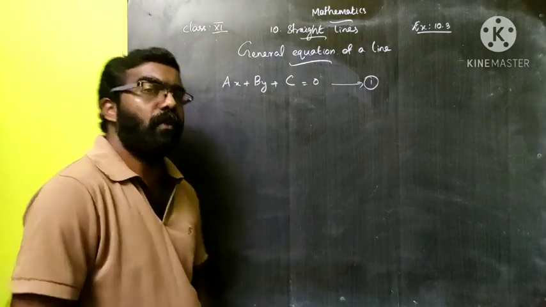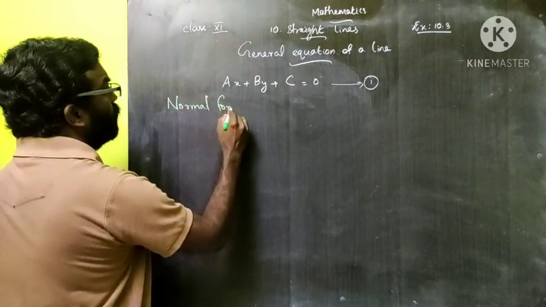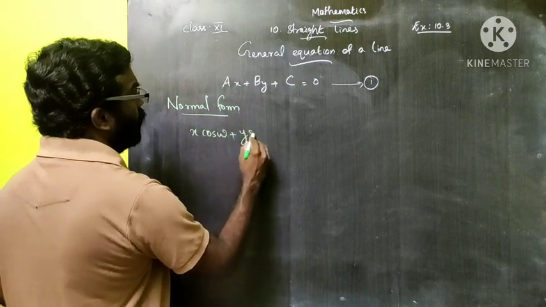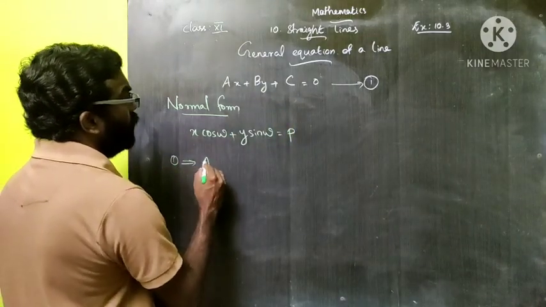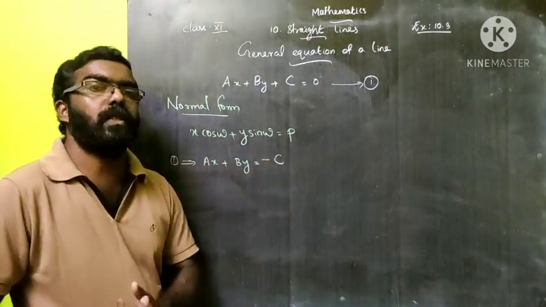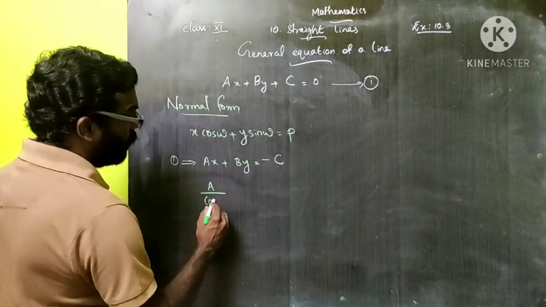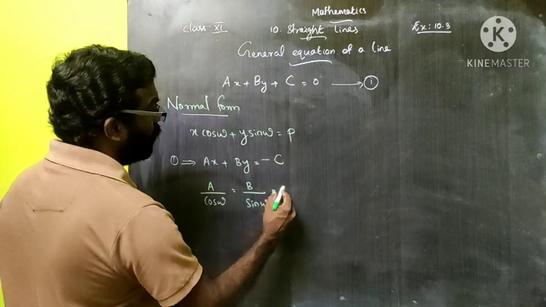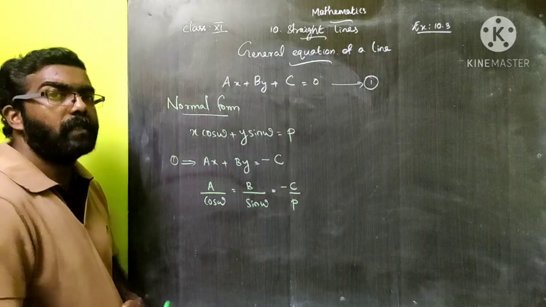Now the next one is normal form. We know the normal form is x cos omega plus y sin omega is equal to p. From equation 1 we can write ax plus by is equal to minus c. Here both the equations are same, and therefore we can write A by cos omega is equal to B by sin omega is equal to minus C by P. That is, the ratio of the coefficients is same.